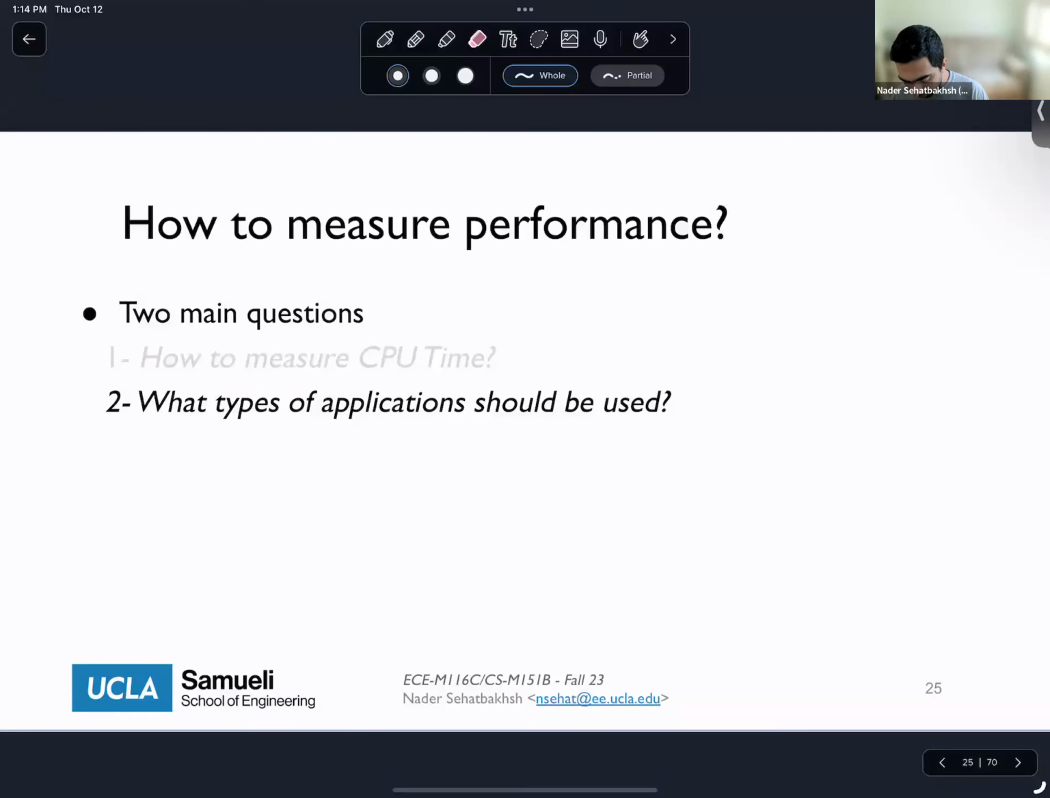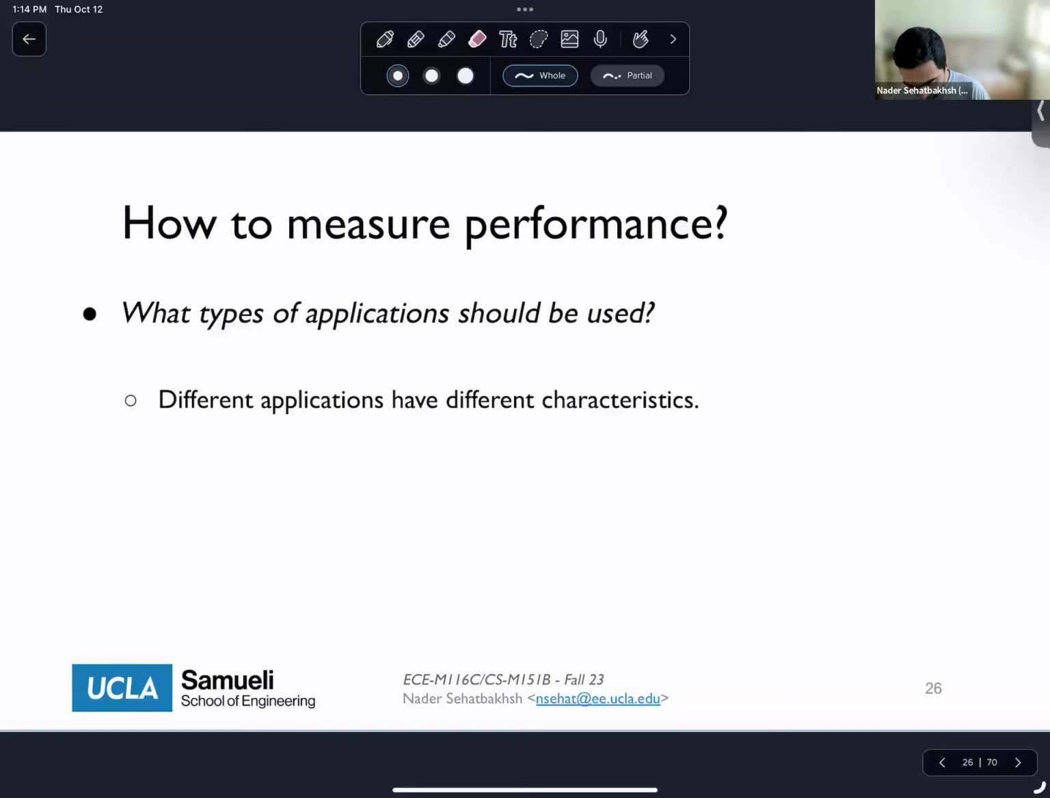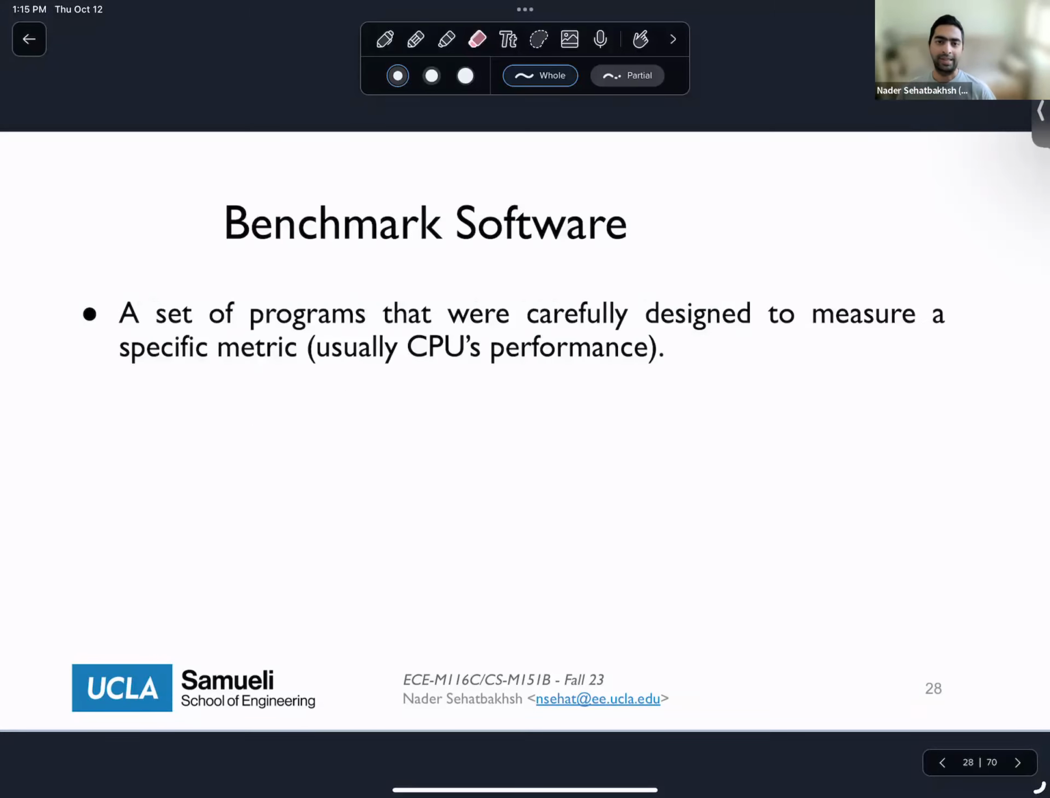And then the second question is, how do we actually pick the applications? We do this trick called benchmarking. The idea is that different applications have different characteristics. So it's not fair nor accurate to just focus on one single application to tell whether your processor is becoming faster or not. What you would do is benchmarking, where you use a collection of programs that are very carefully designed to measure a specific metric.